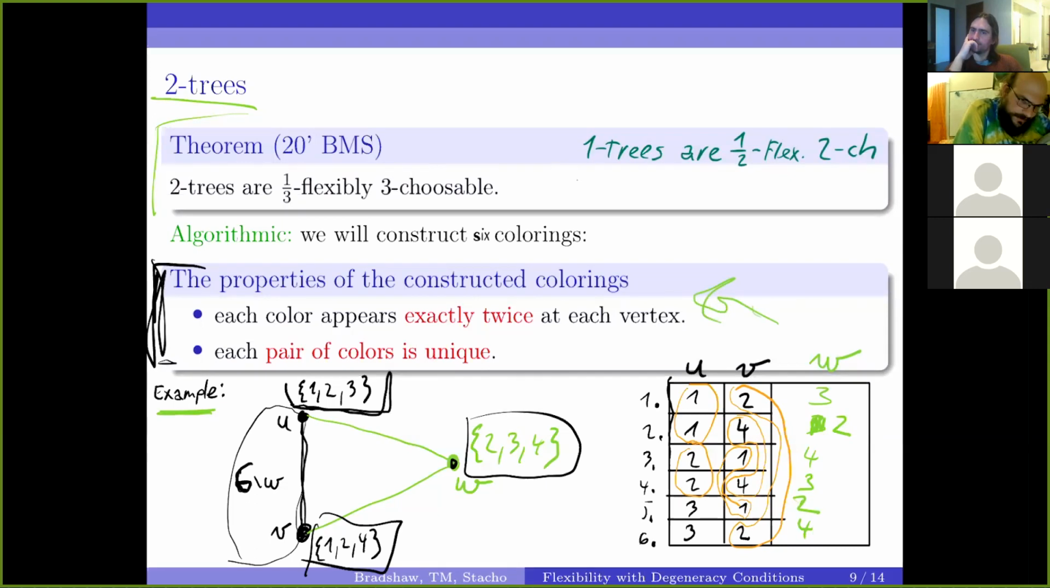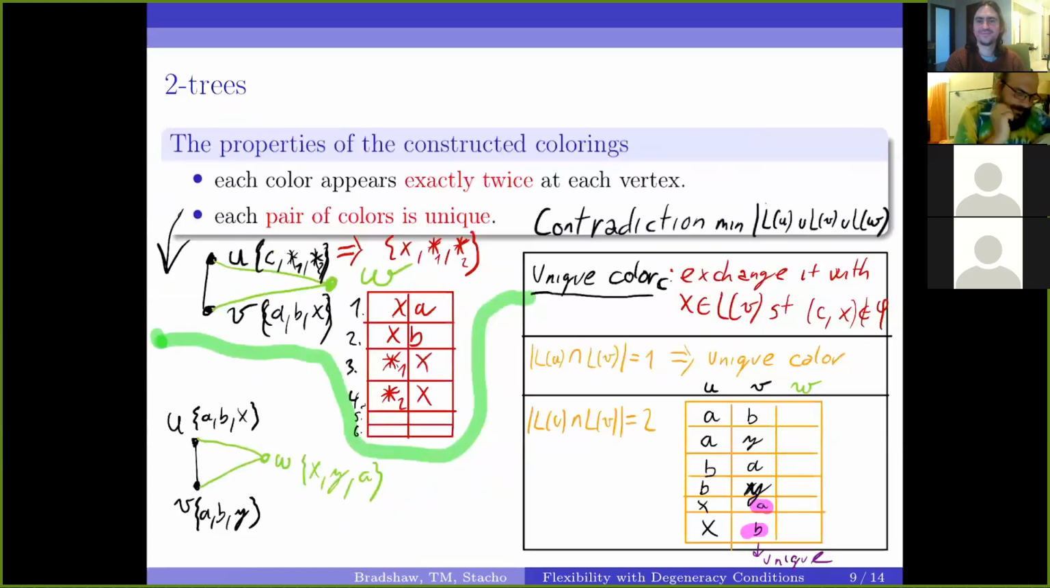So each color appears exactly twice on W, and for each pair UW and VW, the colors on this pair are unique. So this is one particular example, and you can use this idea, let's say, to test it on computer. You can encode it in computer, and you can try all the possibilities. But this idea also provides an easier analysis. So let me show you how to analyze it without any need for computer assistance.